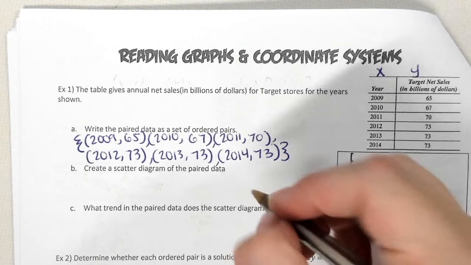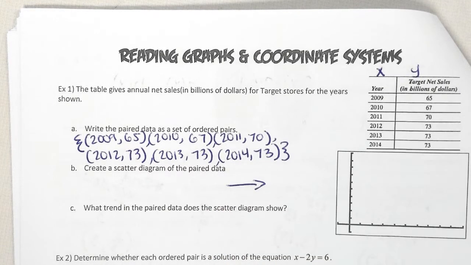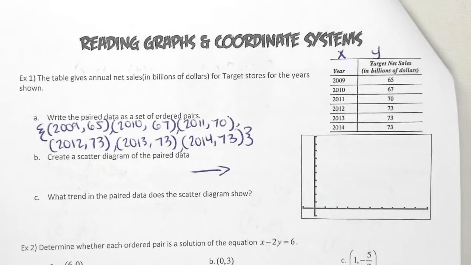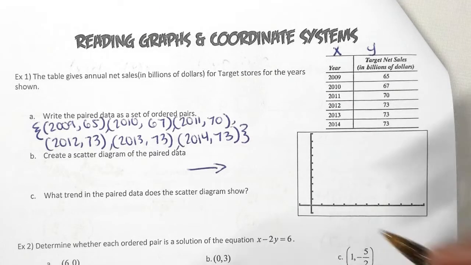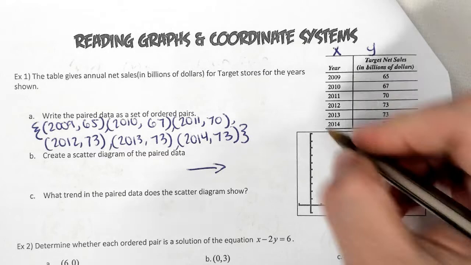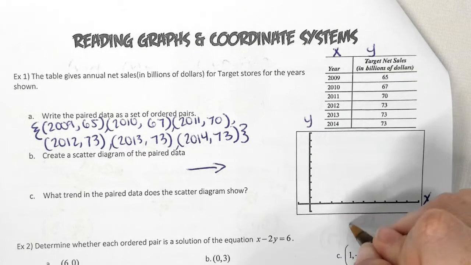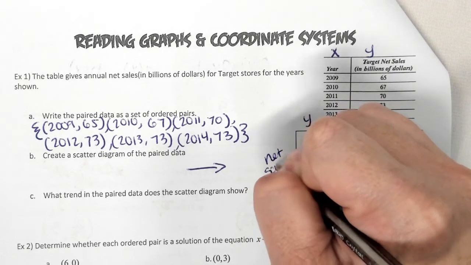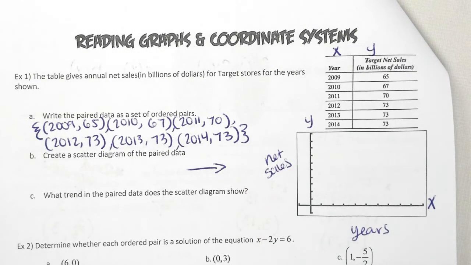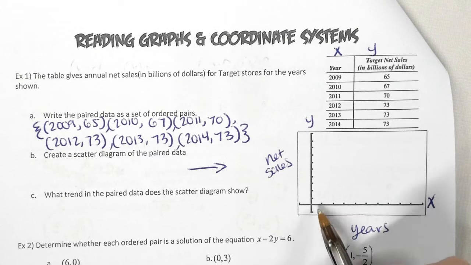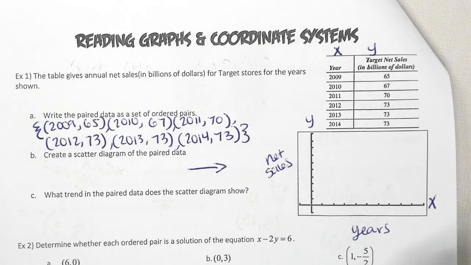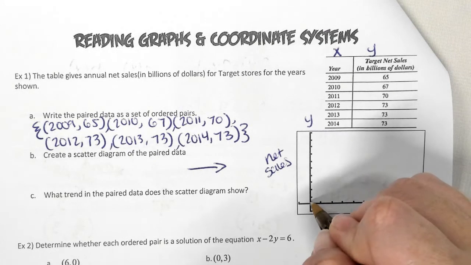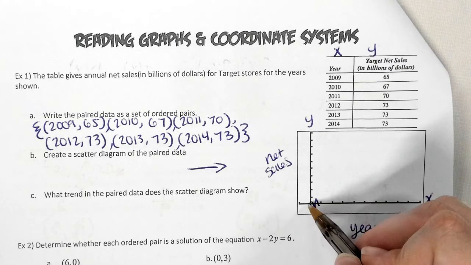Now the next one says to graph that paired data that we just wrote down. So we have to set up our graph first. And I want you to realize this is my x-axis. This is my y-axis, so x is years, and y is my net sales. Have y'all ever seen those graphs where they have like the zigzag between the 0 and the first hash mark? So they do that when they jump from like 0 to 2009.